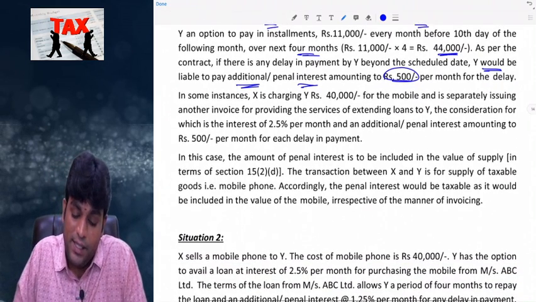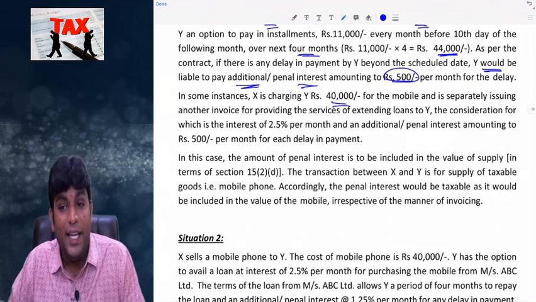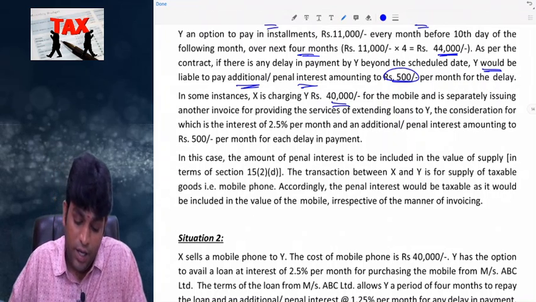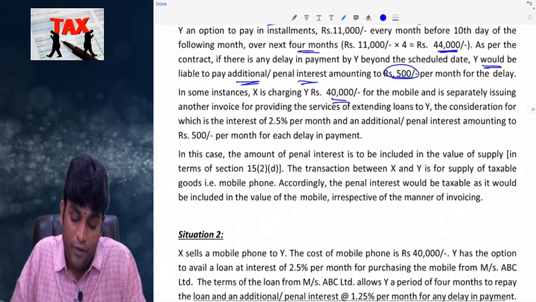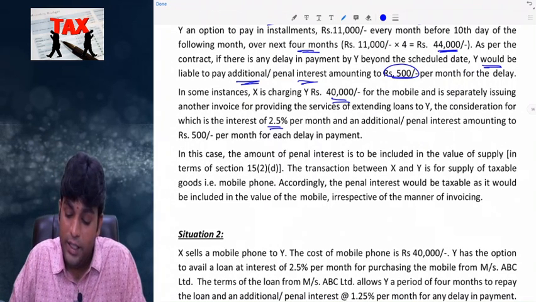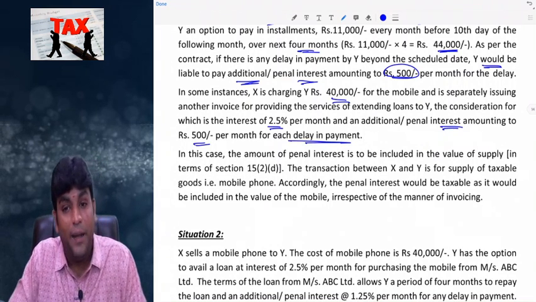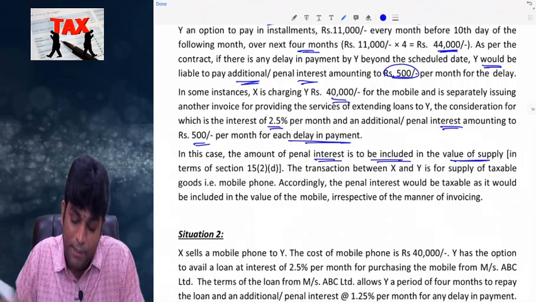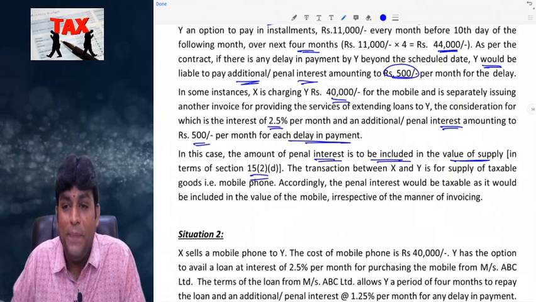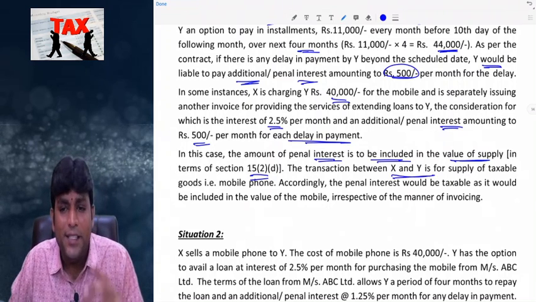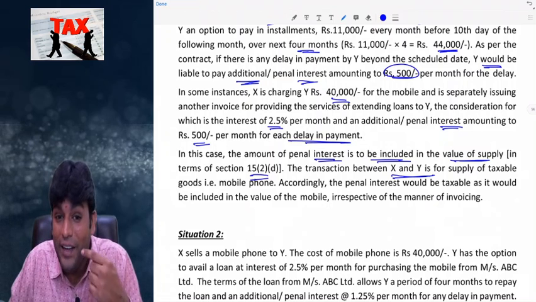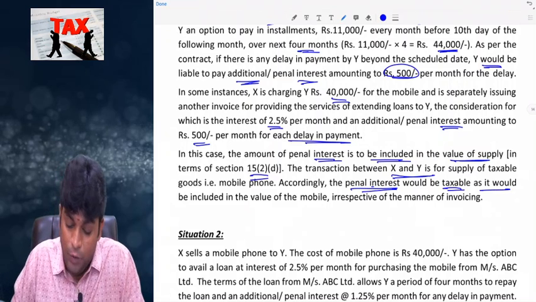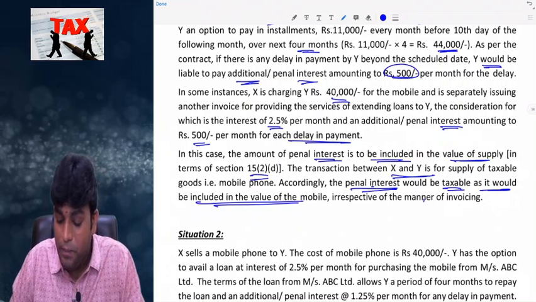Then, in some cases, X is charging 40,000 for the mobile and is separately issuing another invoice for the service of extending loans to Y, the consideration for which is interest of 2.5% per month and an additional interest of 500 per month for each delay in payment. In this case, the amount of penal interest is to be included in the value of supply in terms of 15(2)(d). The transaction between X and Y is for supply of goods, not for giving of loans. Accordingly, penal interest would be taxable as it would be included in the value of the mobile irrespective of the manner of invoicing.